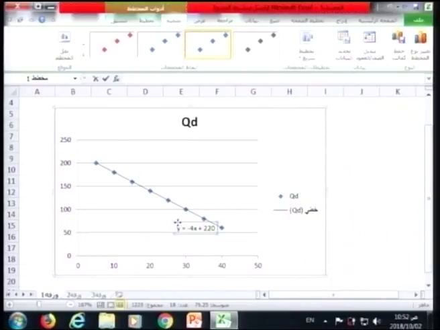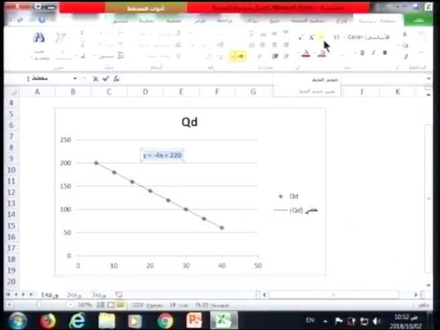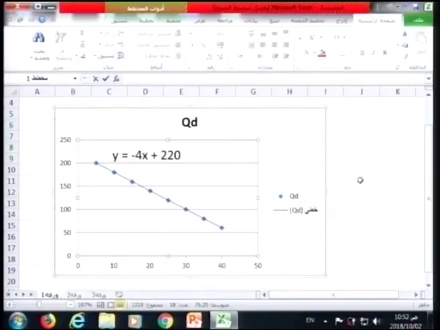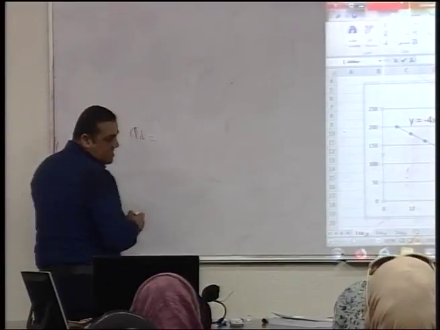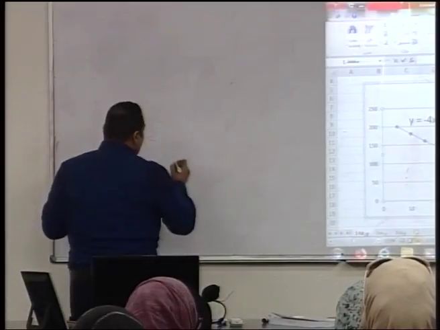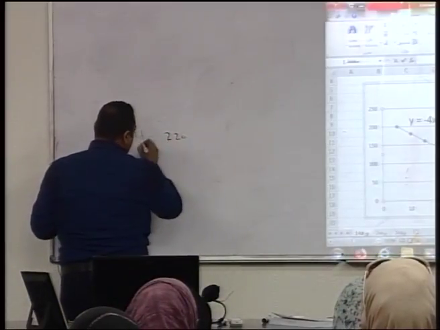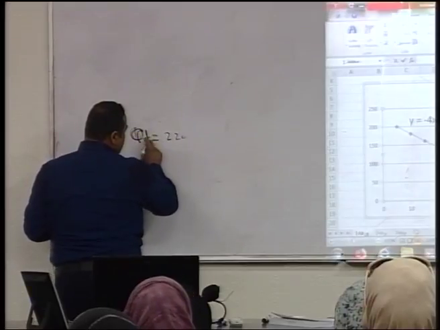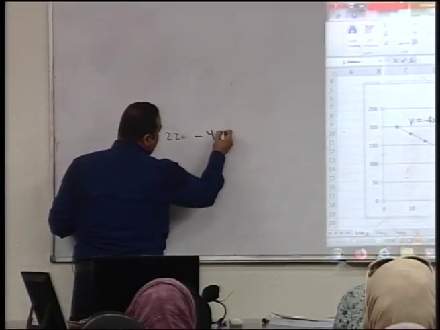Do you see this function? This function represents the relationship between the prices and the quantity demanded. Let's enlarge it. This function is QD equals 220 minus 4 times the price.